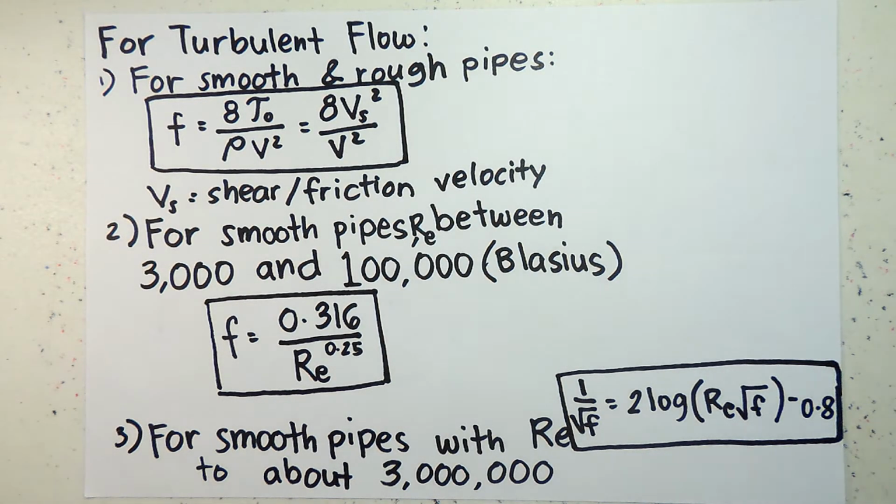So kapag ang condition naman is for smooth pipes with Reynolds number to about 3 million. So medyo mataas na to. Super turbulent na to. So ito yung equation, 1 over the square root of F is equal to 2 log times the quantity of Reynolds number times the square root of F minus 0.8.